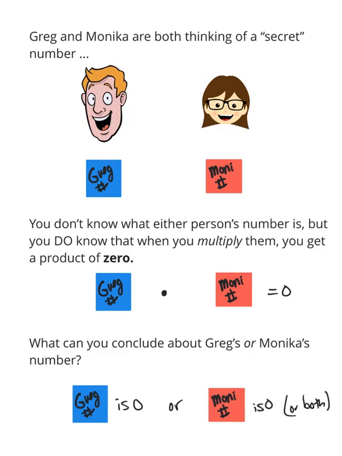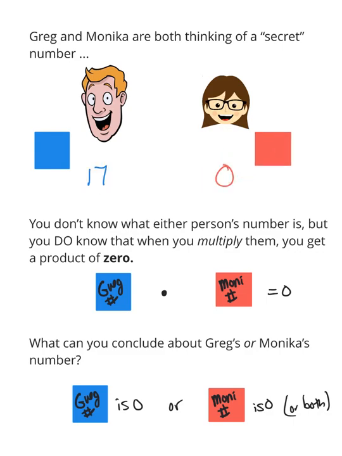Did Greg have 0? Sorry. Greg had the number 17. So it's showing you the number 17 there is what Greg had. And what did Monica have? Well, she had 0. So one of these was true. Yes, it happened to be this one. Monica had a 0. There was no way we'd ever guess that Greg had a 17, but that wasn't our conclusion. Our conclusion was that one of those numbers had to be 0.